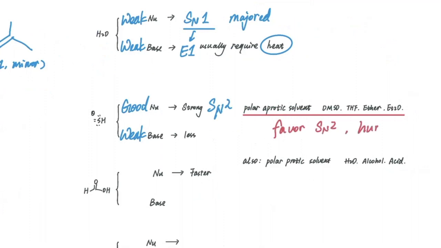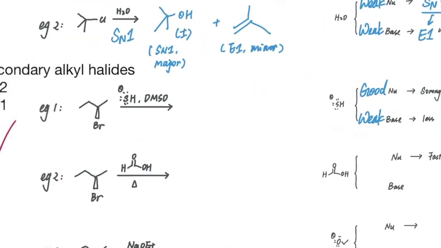Hurt SN1. Okay? So less base, so the weak base, less E2. So the major product for this one is going to be SN2, and it's going to be SH. And this is the only product.